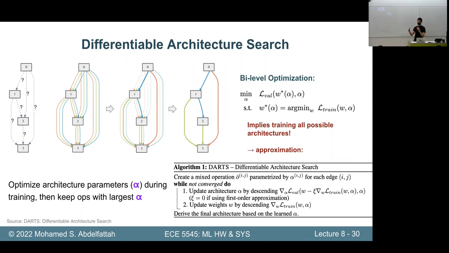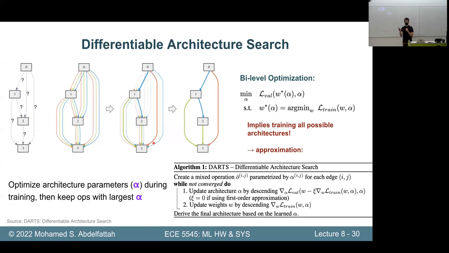And then in the second training step, you are training using the validation set, and you are updating the architecture parameters themselves. So you're updating those alphas to see which of the candidate operations are best. So you're updating the weights that you assign to each of those operations.